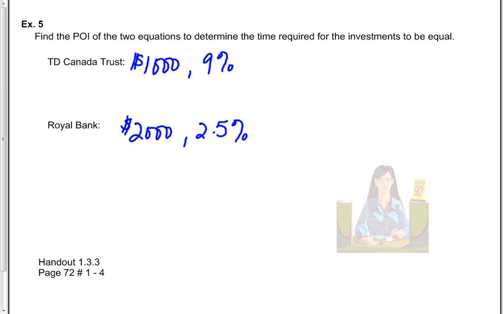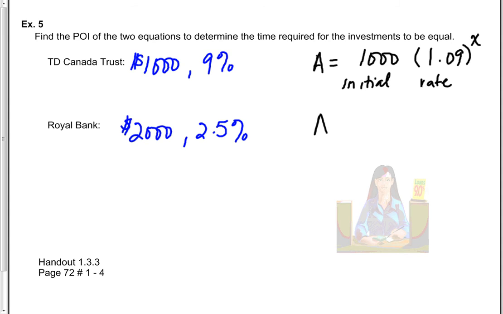All right, first we need two exponential equations. The amount of money in the account is initial value, which is 1,000, and the rate, remember this is a growth rate, so it needs to be bigger than 1. We have 1.09. X is the number of years you leave it in the account. We're going to get more into money a little later. The amount at the Royal Bank, initial value is 2,000, but the rate is smaller, 1.025.